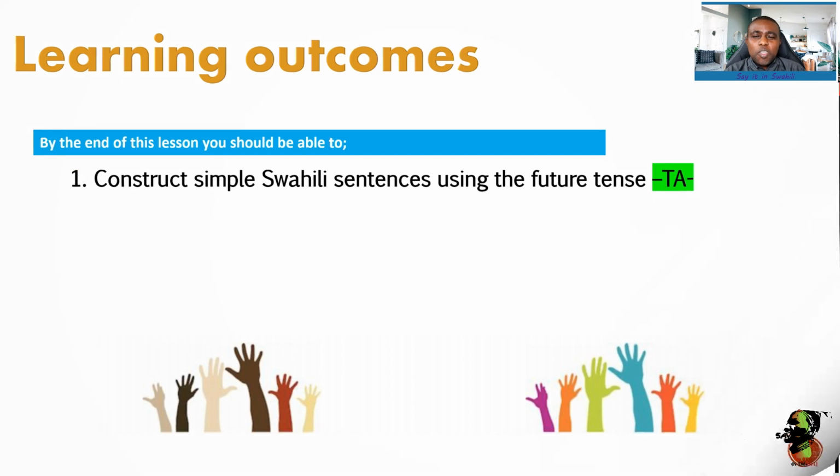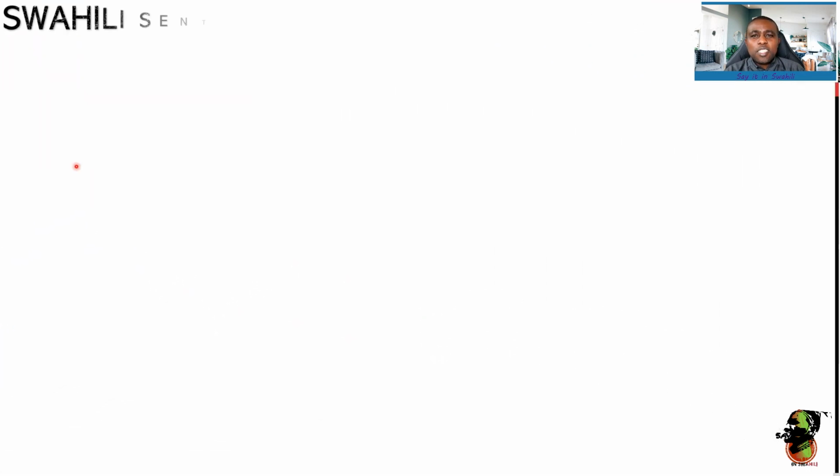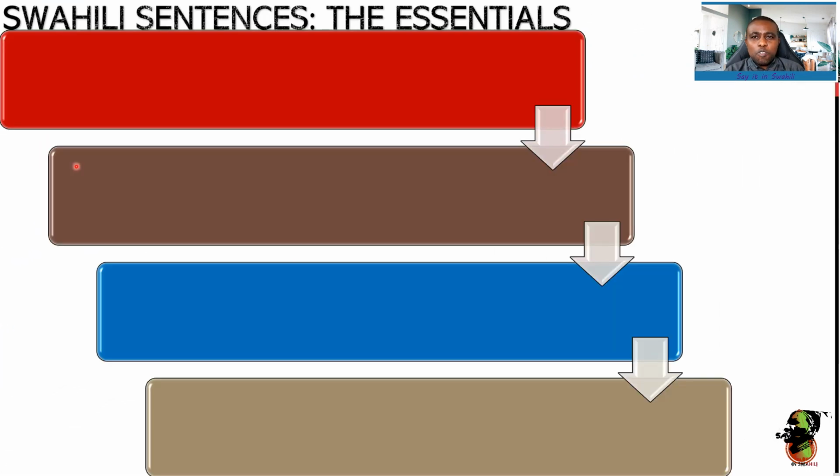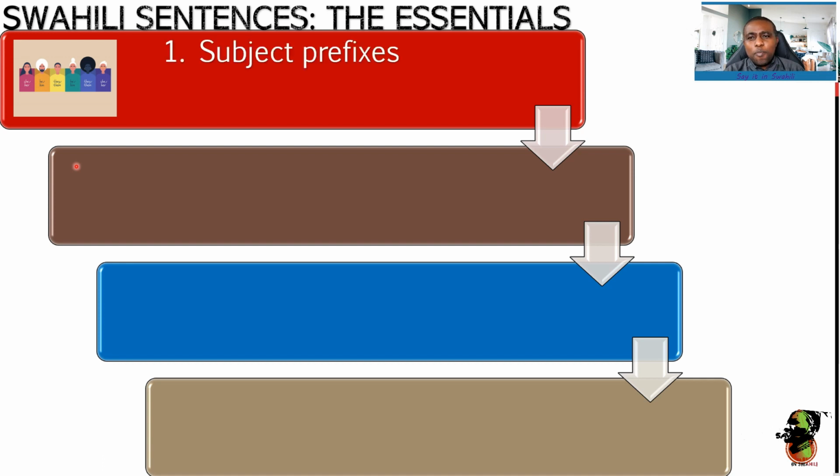And as we do that, it will be important to just quickly have a look at the essentials that we've been using across all the other tenses. The first thing, number one, is that we need our subject prefixes. Do you remember those subject prefixes? I've been singing them by now, which is ni, u, a, tu, m, wa. Ni, u, a, tu, m, wa. I am, you are, he or she is, we are, you plural are, and they are.